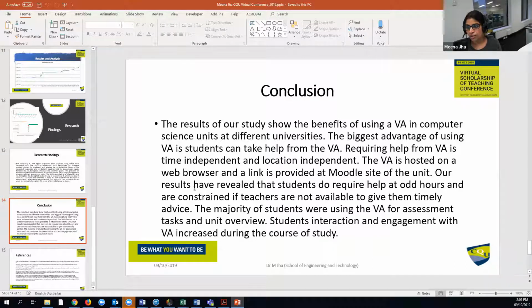VA is hosted on a web browser. The link is provided on the Moodle site. Results have revealed that students do require help at odd hours and are constrained if teachers are not available to give them timely advice.